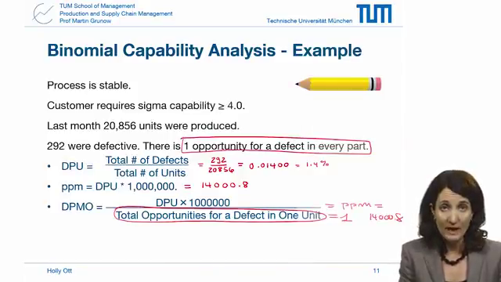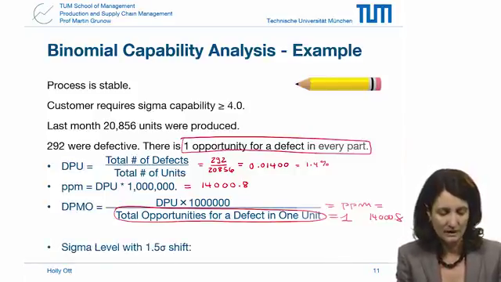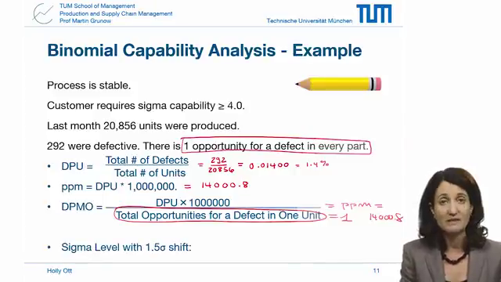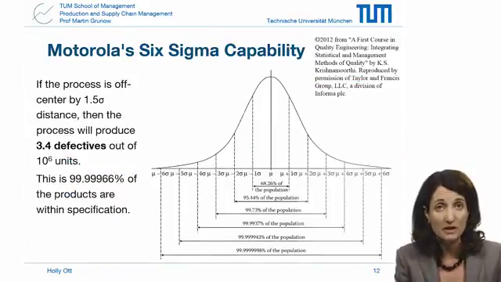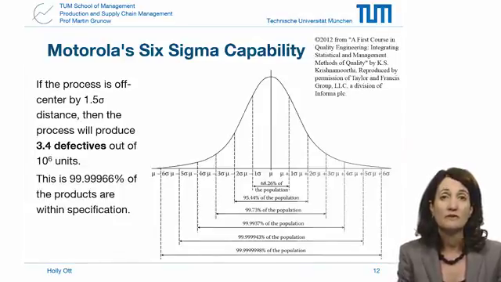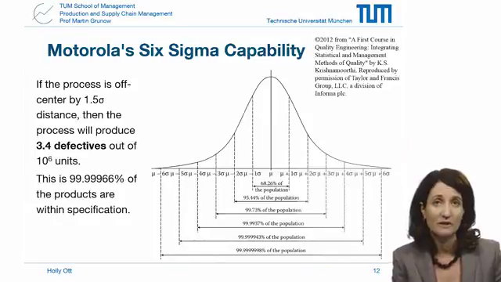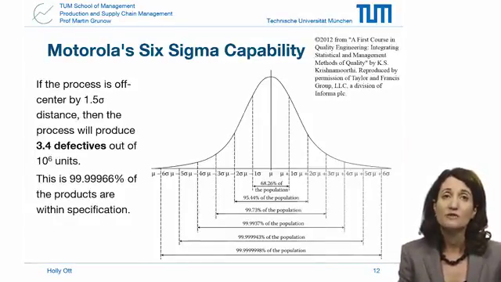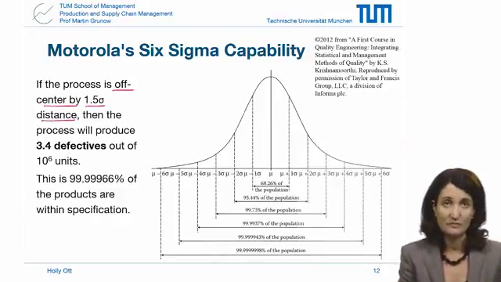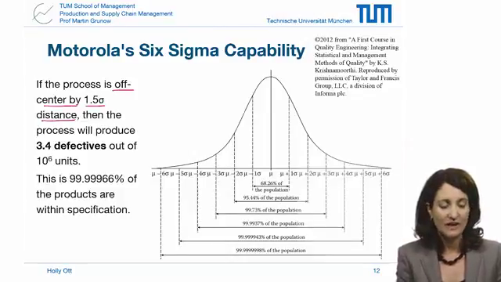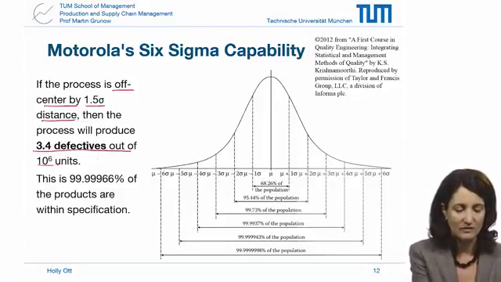Now we have our capability level, our sigma level, with the 1.5 sigma shift, as we did. We're going to look at that one more time. Do you remember this? We had that for the Six Sigma methodology. Motorola provides for the fact that processes are expected to drift. A Six Sigma capability allows for a drift of 1.5 sigma distance from the center. And this gave us the famous 3.4 defectives, or 3.4 parts per million defective.